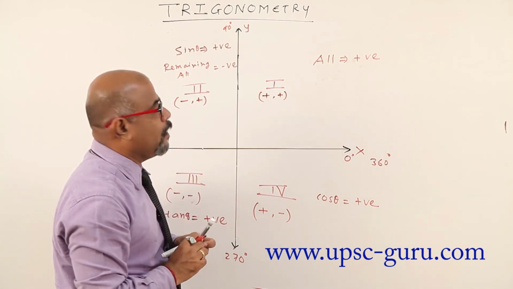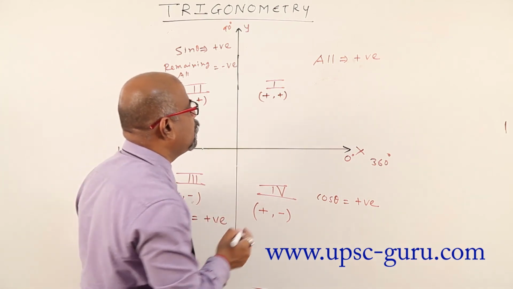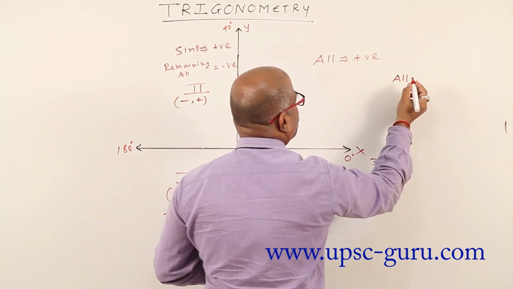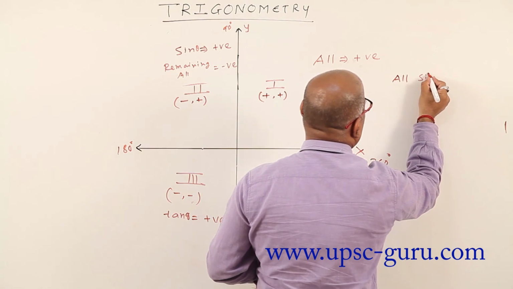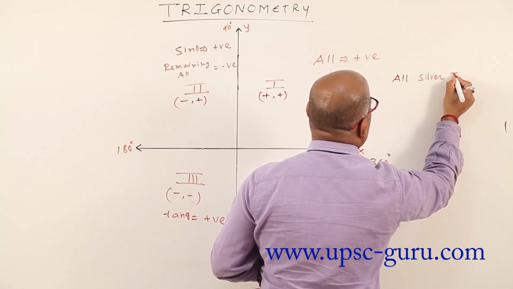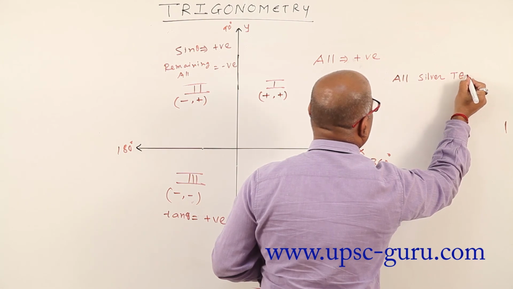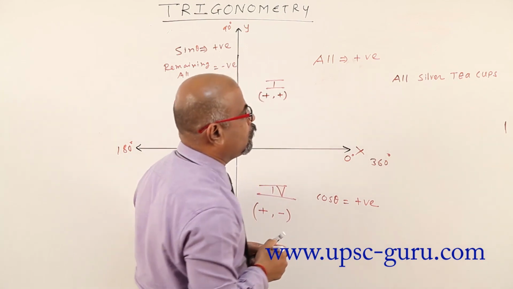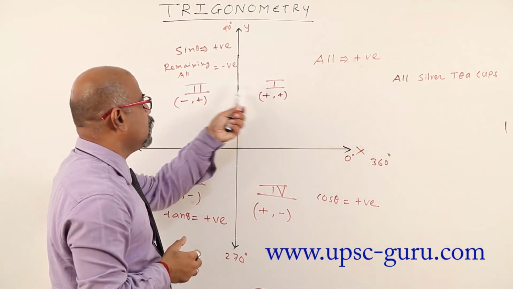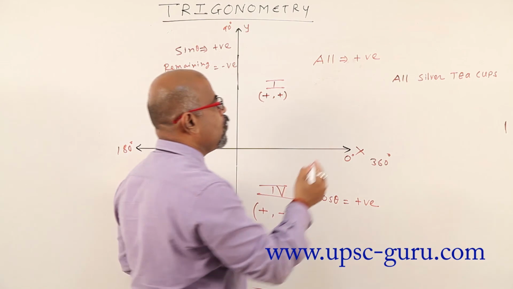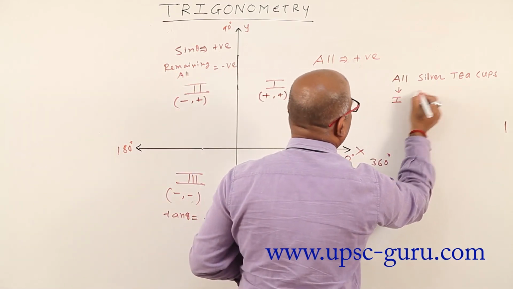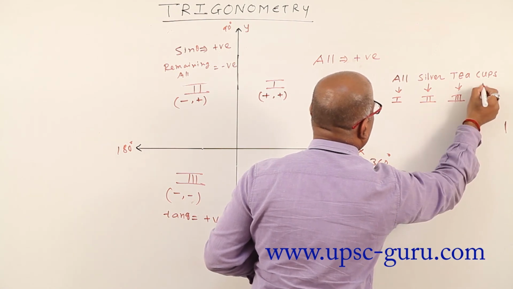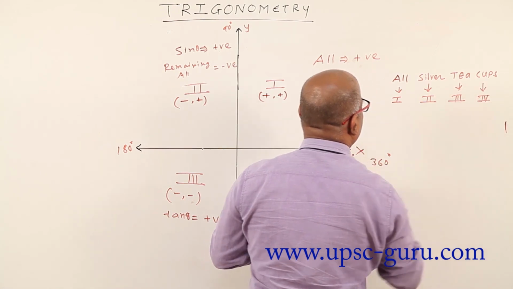Now here I give you one shortcut method to remember this. In the first quadrant we say all, in the second quadrant sine we write silver, in the third quadrant T, and in the fourth quadrant cups. We remember it as All Silver Tea Cups. All for the first quadrant, silver for the second quadrant, tea for the third quadrant, and cups for the fourth quadrant.